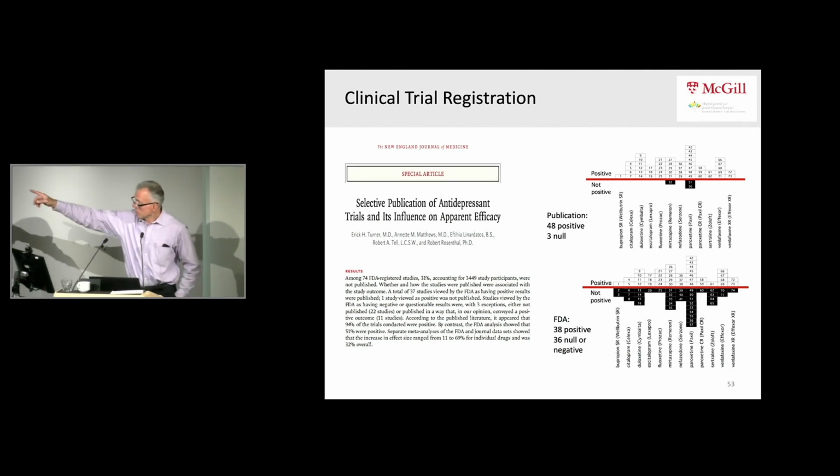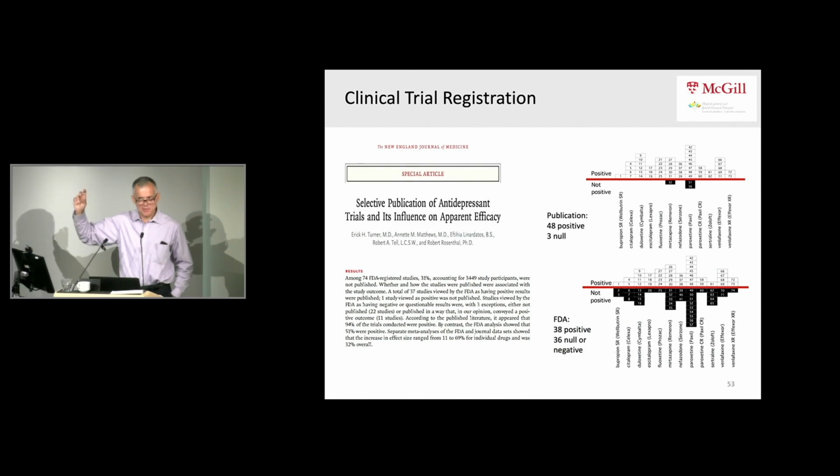Look what got into the publications: 48 positive and 3 null. And even the null ones, I think, were spun, which I'll talk about later, meaning they didn't find an effect, but they made a case like, adverse effects were less than someone else's drug. It was usually some oddity like that, like someone wanted to make a point.